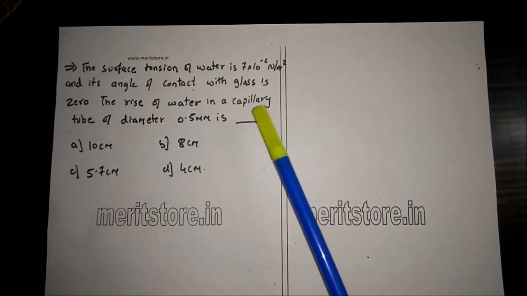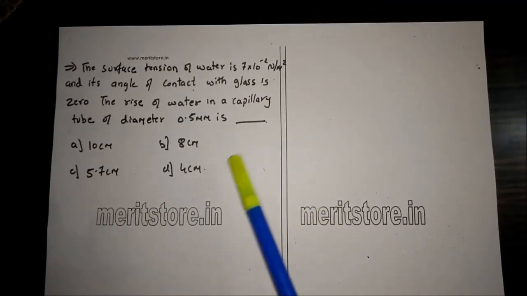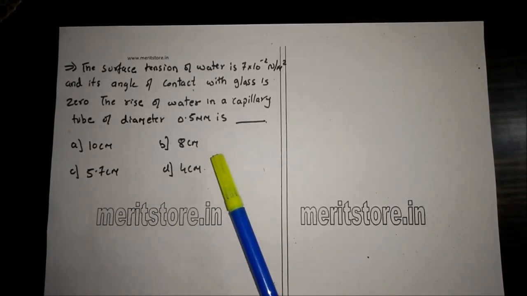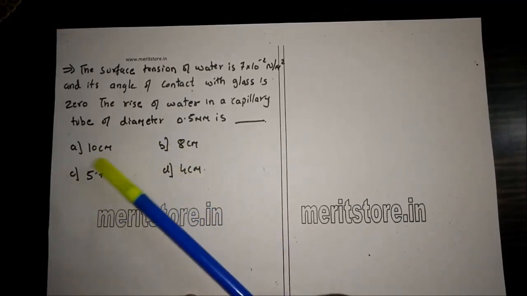Surface tension of water is 7 into 10 raised to minus 2 Newton per meter, and its angle of contact with glass is 0. The rise of water in a capillary tube of diameter 0.5 millimeter is 10 centimeter, 8 centimeter, 5.7 centimeter, or 4 centimeter.